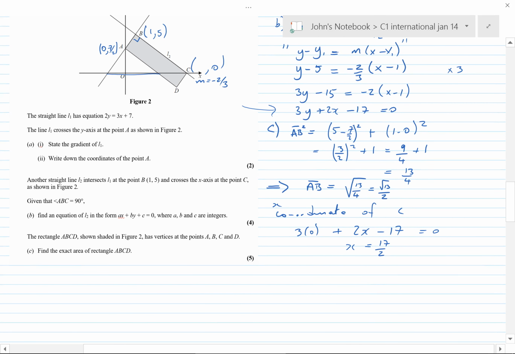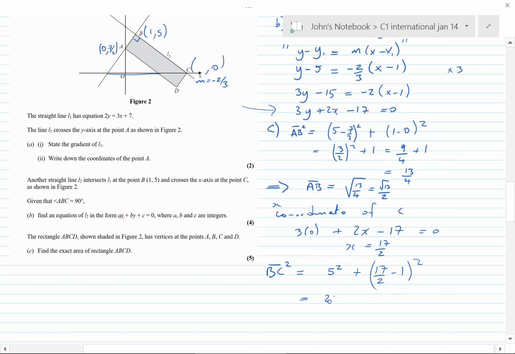Okay, so that tells us that the length BC squared, let's do the same kind of approach so I don't have to keep writing square roots, looks slightly nicer, is equal to the change in y. Now the change in y, that's easy, that's 5 squared, plus the change in x. Now x has gone from 17 over 2 to 1.